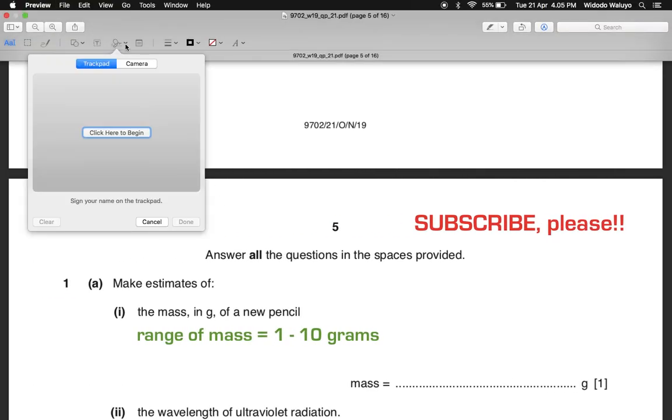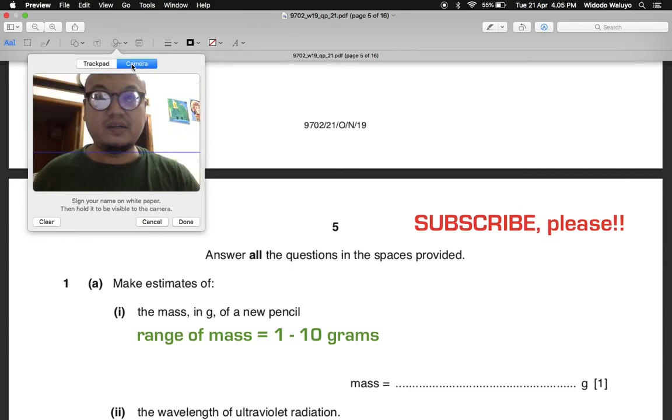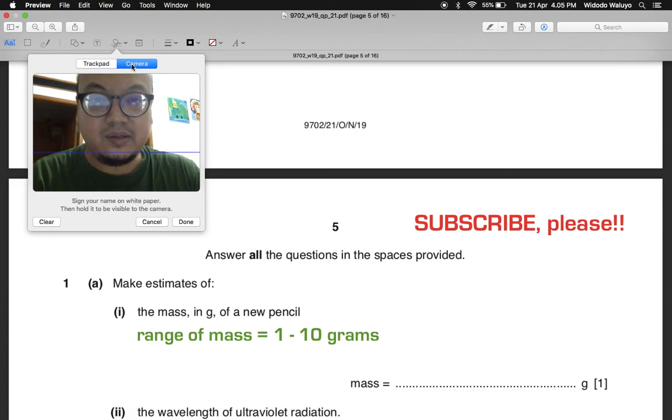Hello everyone. Today I'm going to share something regarding problem solving in physics. Today I want to explain how to solve some questions from the year 2019. This is from paper two. We have some questions, but today I'm going to share only a few numbers.